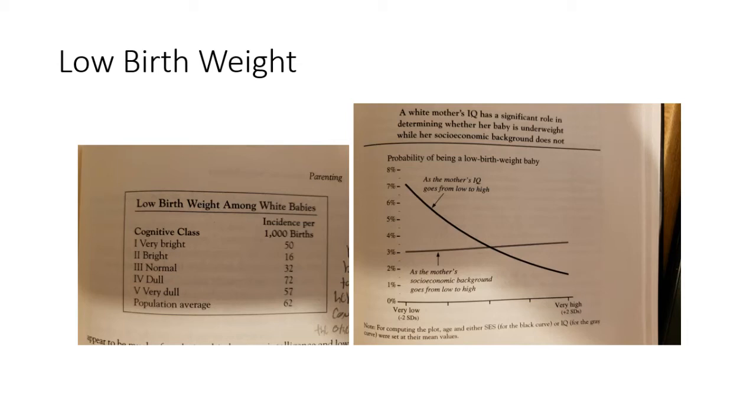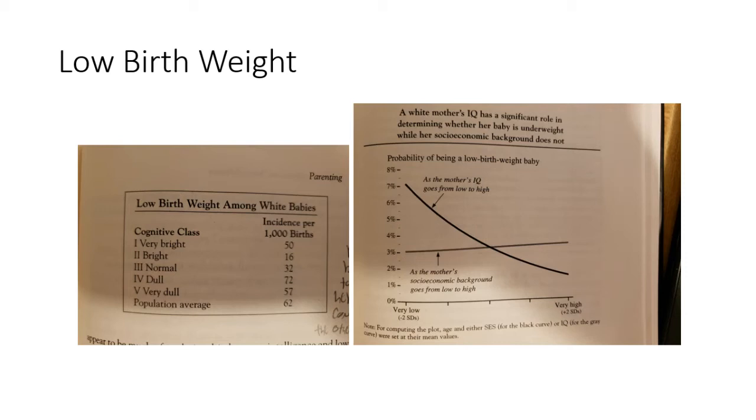But then look at the graph on the right. White mother's IQ has a significant role in determining whether her baby is underweight, while their socioeconomic background does not. If you look at this graph, this tells an entirely different story. And I think the difference between the table on the left and the graph on the right is that the graph is controlling for the other variable.